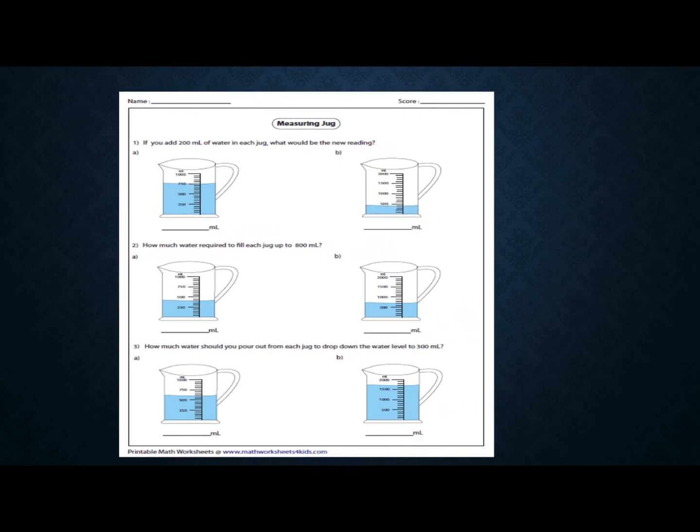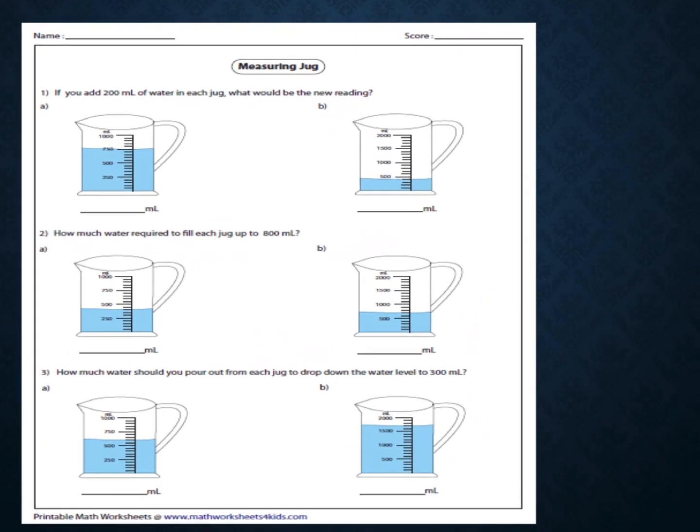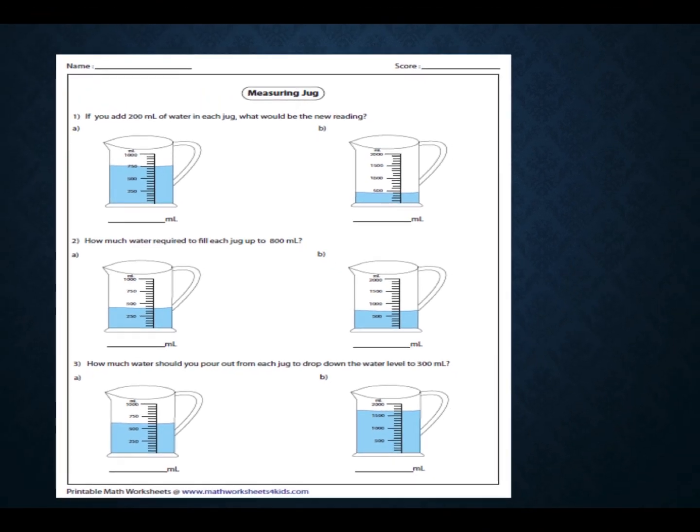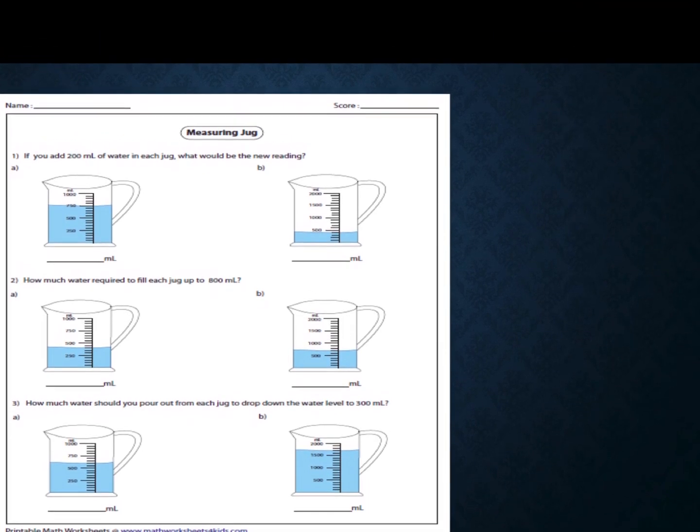If you add 200 milliliters of water in each jug, what would be the new reading? So this is another one. In the first one, it is about 1000 milliliters. So if you add another 200 milliliters, what will be your next one? 750, and then if you add 200, then it will be 950 milliliters. You just have to mark here.